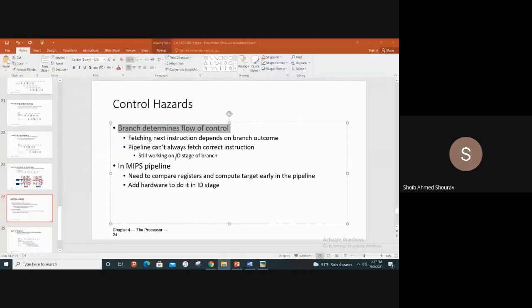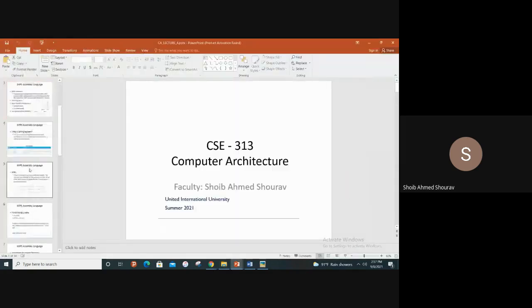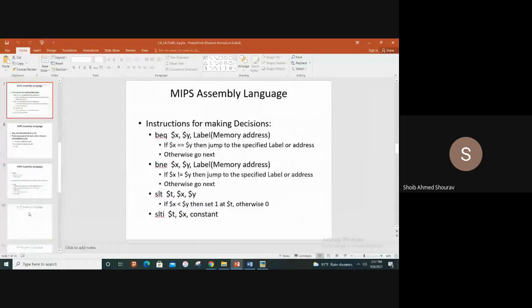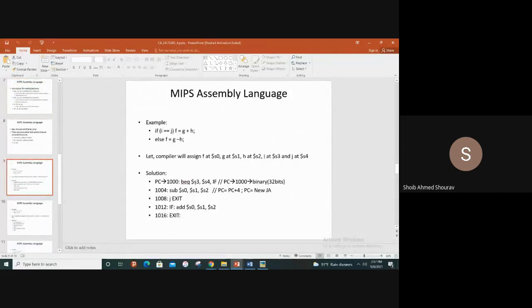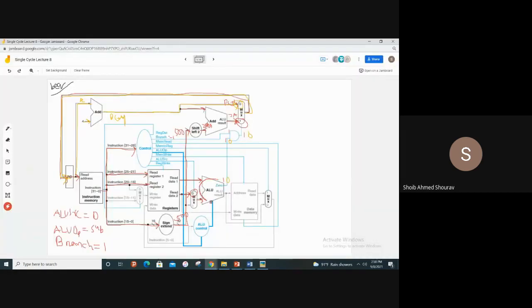Okay, for example, this is that code: branch on equal S3 S4 IF. Now, after executing this instruction, we don't know whether we are going to fetch add or we are going to fetch sub. What will be the next instruction we want to fetch? We can only decide that after the execution phase of the BEQ instruction, right? Not before that.